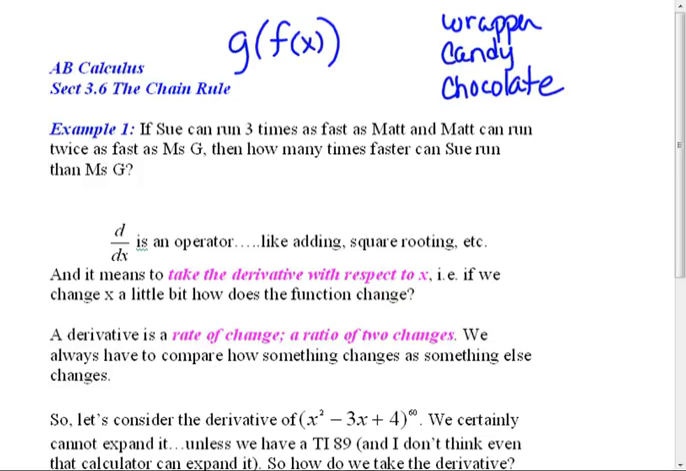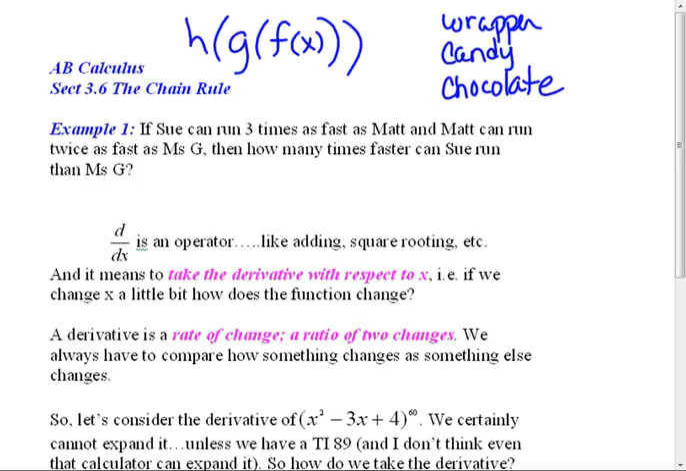Okay. Hey guys? So it's really like h of g of f of x. That would be correct. So good. Okay. So when we do derivatives of composite functions, we have to figure out what we're going to do.